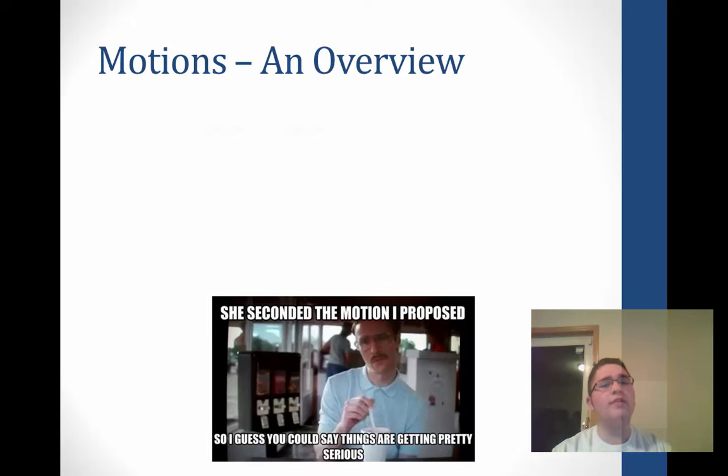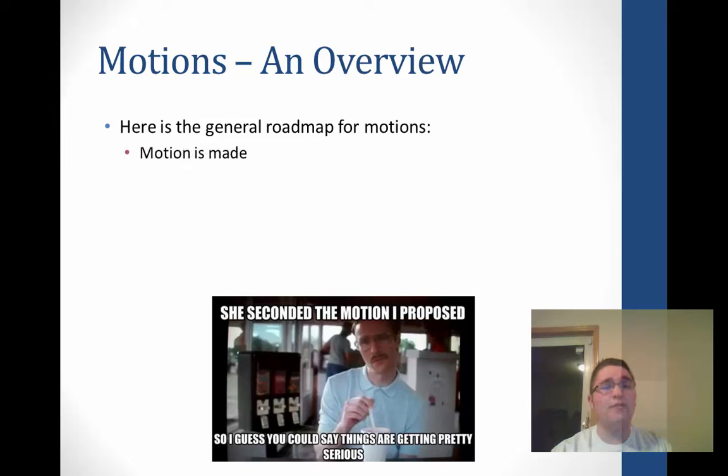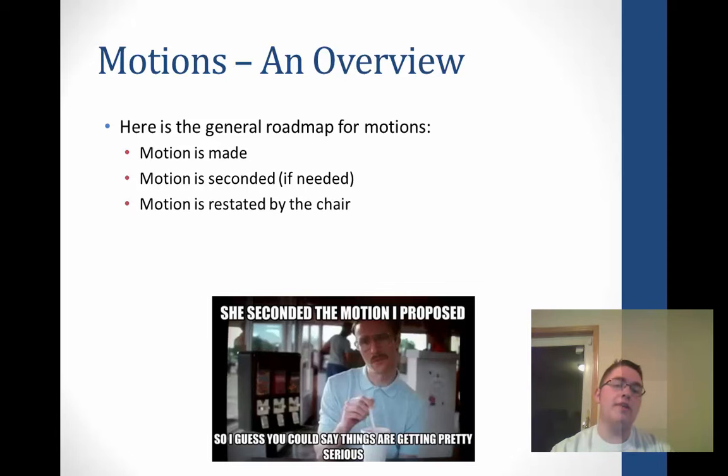So, motions an overview continued. Here's the general roadmap or life cycle of motions. First the motion's made. Let's say I move that we sell oranges. Easy. The motion is then seconded. Somebody will call out second right after I make the motion. And then the motion will be restated by the chair. The chair would say, it has been moved and seconded that we sell oranges. And then they would say, is there any discussion? So then they would open to the assembly.